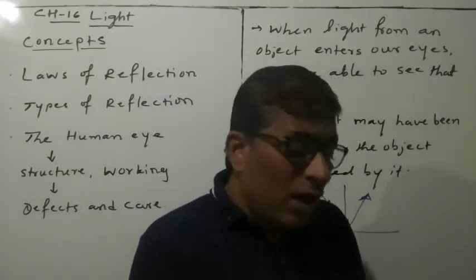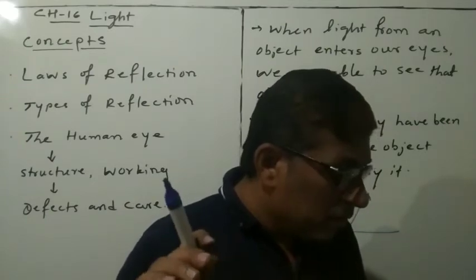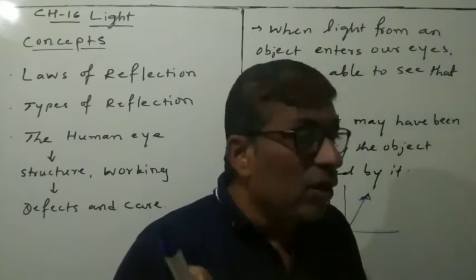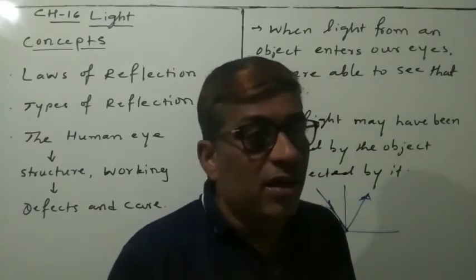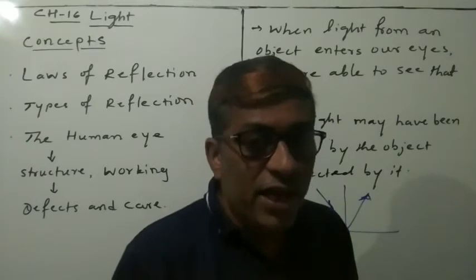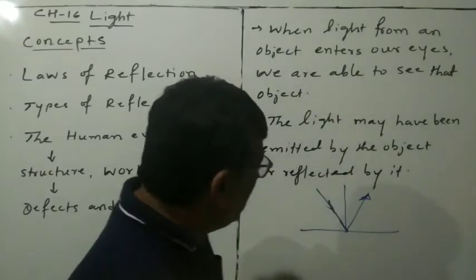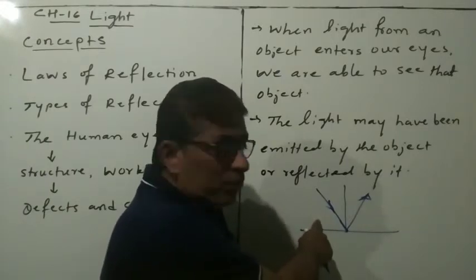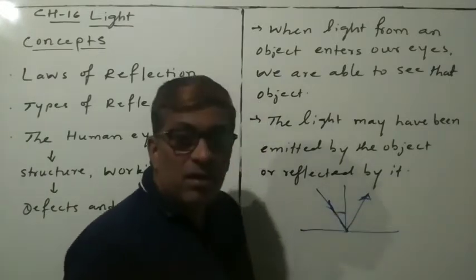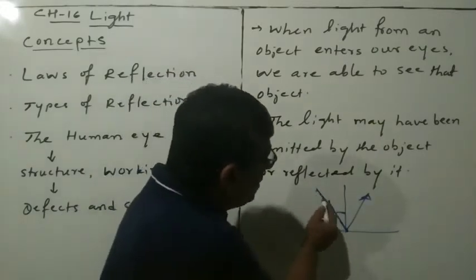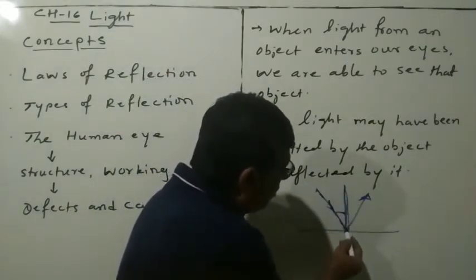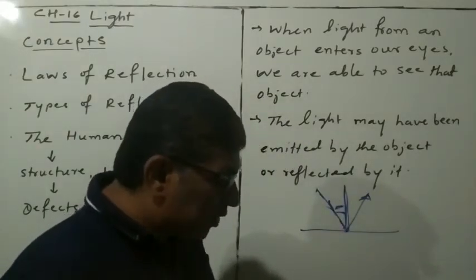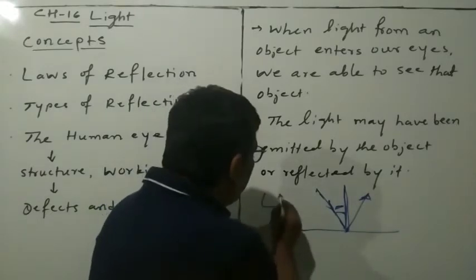Now, another aspect we are going to learn: what is the angle of incidence? The angle between the normal and the incident ray is called the angle of incidence. Dear students, you should not look at the other angle here. You see this angle, the angle between the incident ray and the normal. So this is the angle of incidence, and it is denoted by angle I.